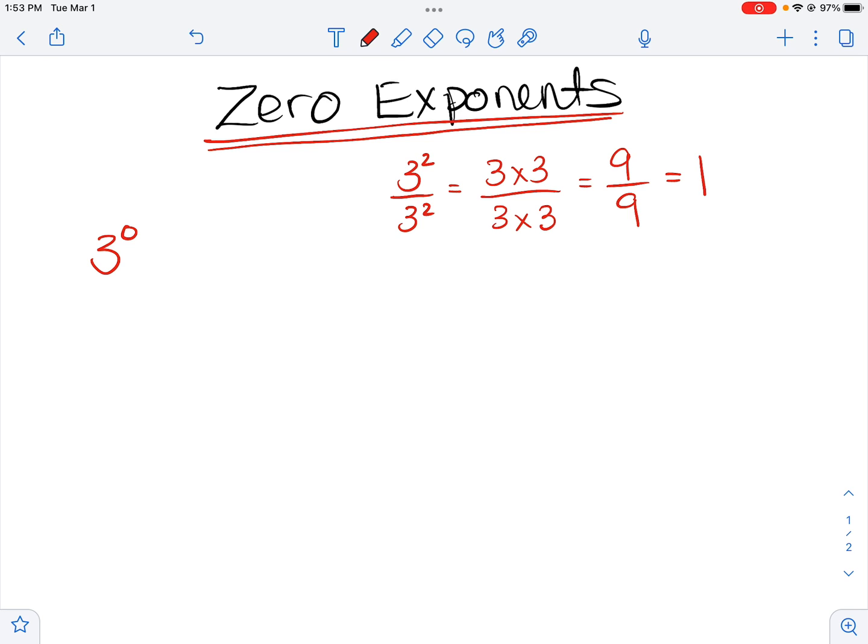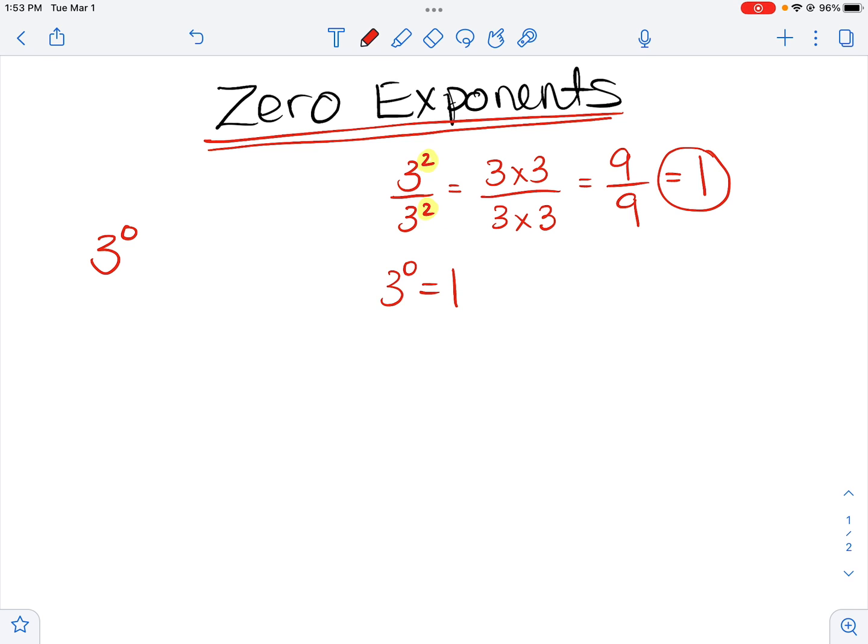We also know, according to exponent laws, when you're dividing two powers that have the same base, you can subtract their exponents. So 3 to the power of 2 divided by 3 to the power of 2 would equal 3 to the power of 2 minus 2, which is 0. And we already proved that that equals 1. So therefore, 3 to the power of 0 is 1. And you can extend that to be any number.